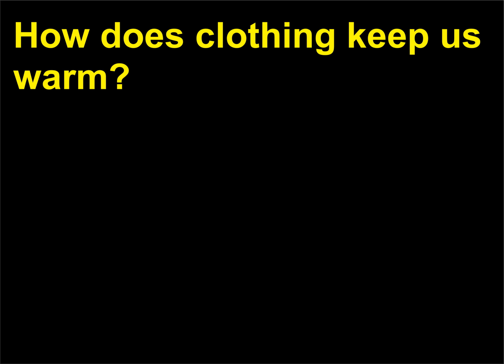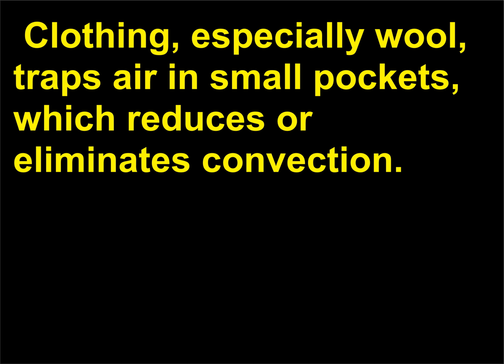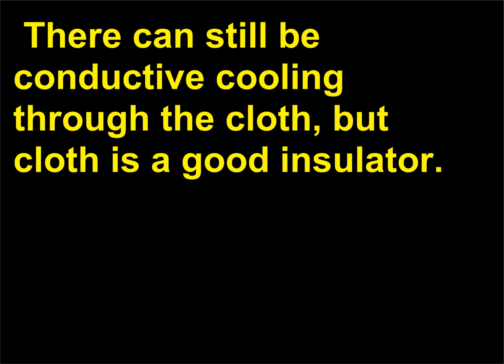How does clothing keep us warm? Our skin is cooled primarily by convection currents in the air. Clothing, especially wool, traps air in small pockets, which reduces or eliminates convection. There can still be conductive cooling through the cloth, but cloth is a good insulator.